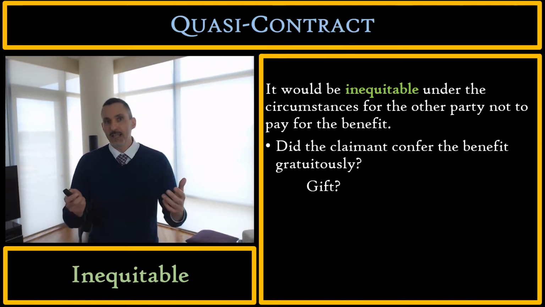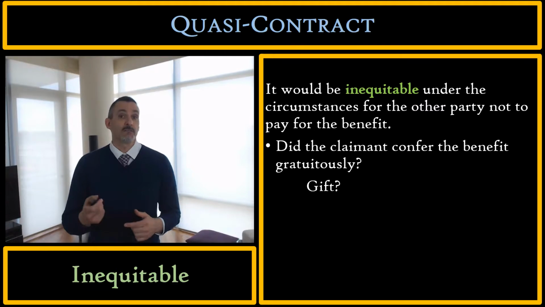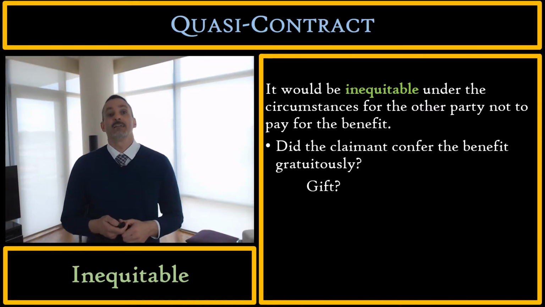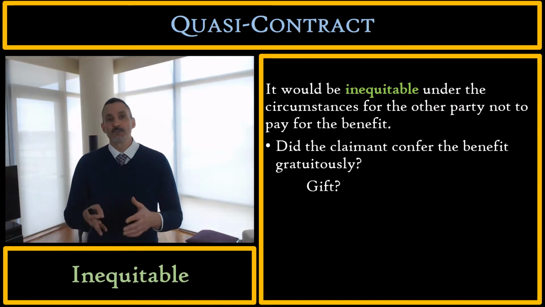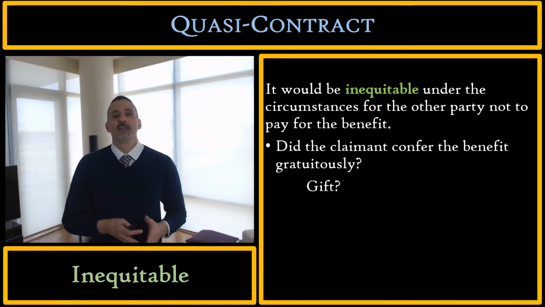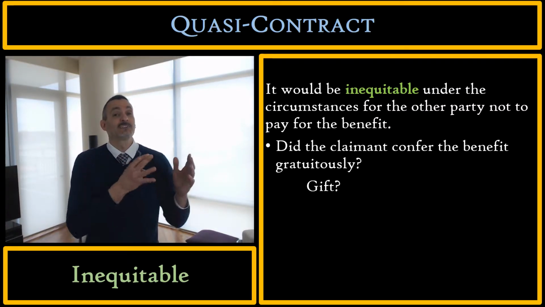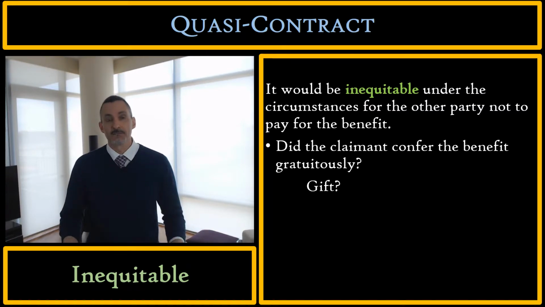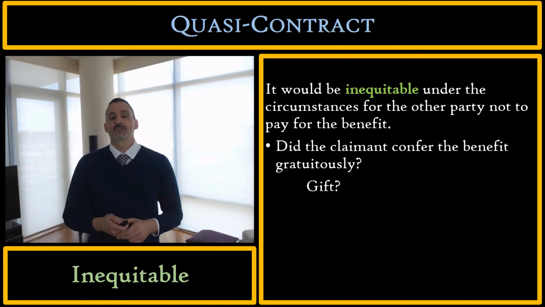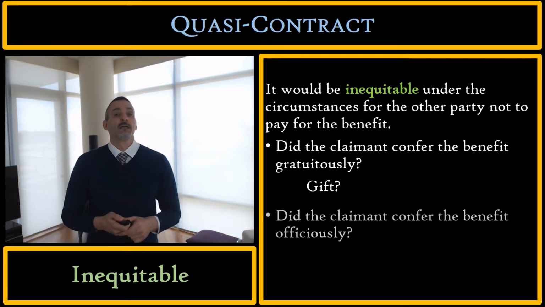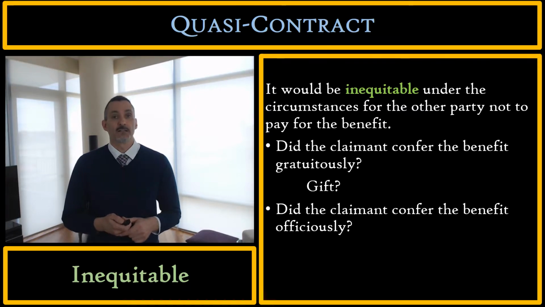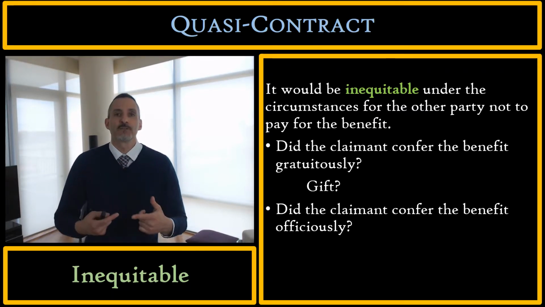Now, in this case, what do the facts indicate? Well, the facts indicate that the contractor was not making a gift to homeowner B. Contractor went on homeowner B's land by mistake. And we have nothing in the facts that indicate that contractor was intending to make a gift to homeowner B.